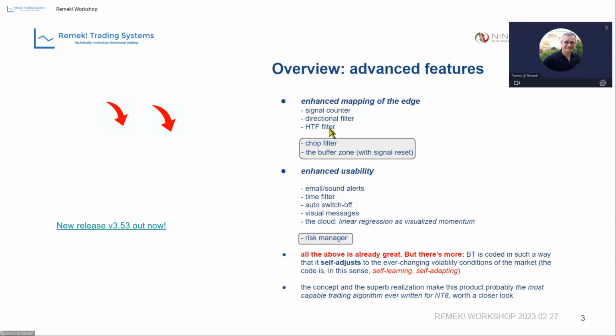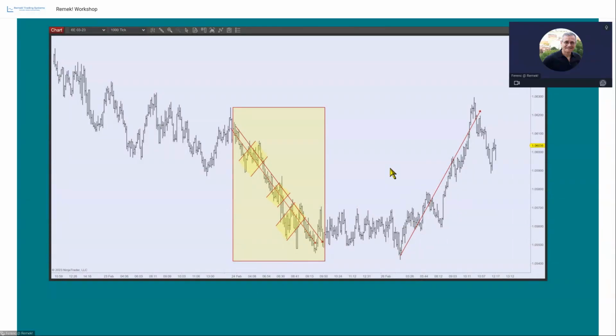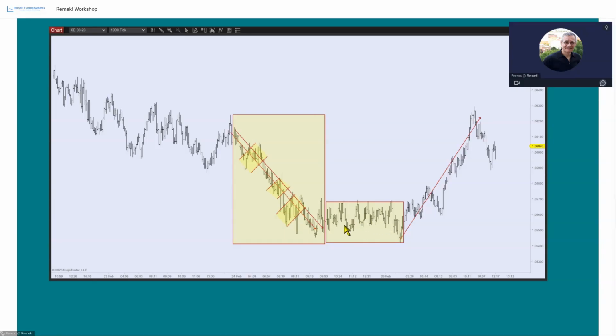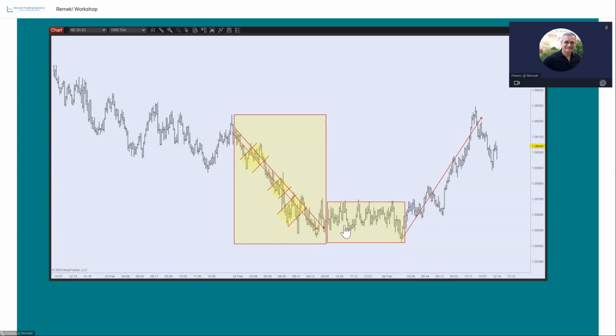I put these in this list because these are relatively simple ideas. This is my opinion, of course, but I shaded the next two a little bit more because these are more advanced concepts, and software-wise, it is more elaborate to capture them in the code. One is the chop filter. For example, here, there is a pretty sideways area. This is an area where we are not interested in trading. We are not interested in placing trades.